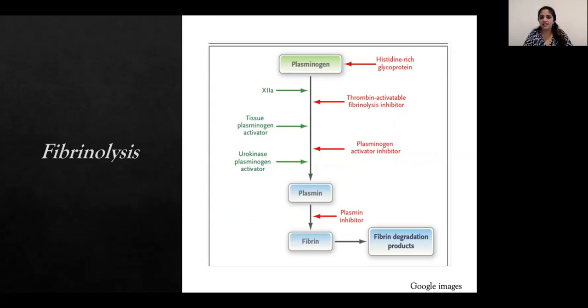And then, just like I talked earlier, fibrinolysis, which is important to make sure that you don't overclot and you don't coagulate different vessels in your body. And this is really important as well.